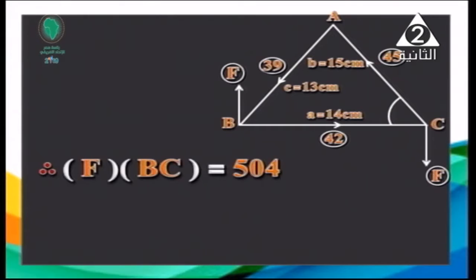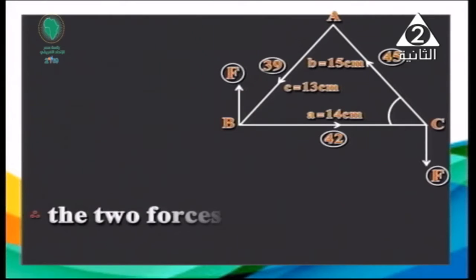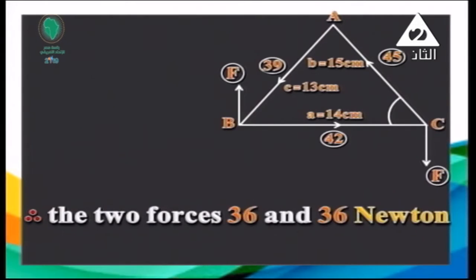My dear student, to find the value of the force F, we know that the moment of the couple 504 equals F times BC. Therefore, in this case, F magnitude equals 36. The two forces 36 and 36 form a couple.